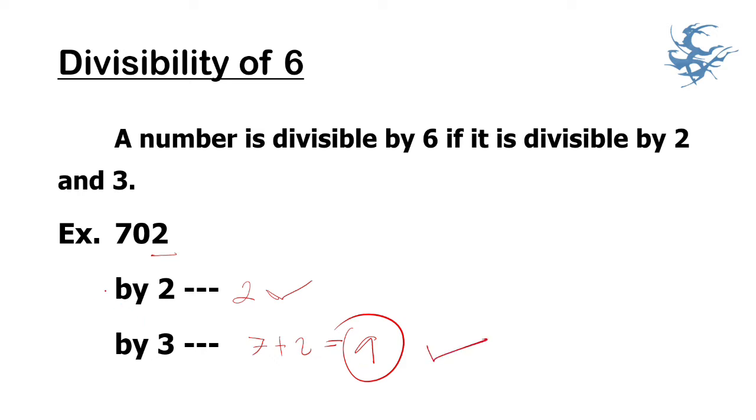Since 702 is divisible both by 2 and 3, it is also divisible by 6. Okay? So, tatlo na, di ba? Tatlo na yung na-figure out mo na divisible siya sa 2, sa 3, and sa 6. So, just take note of that.